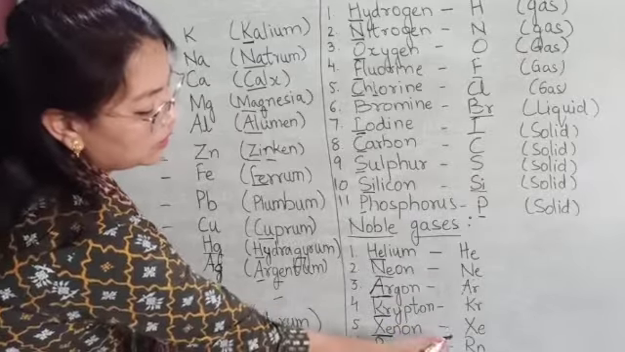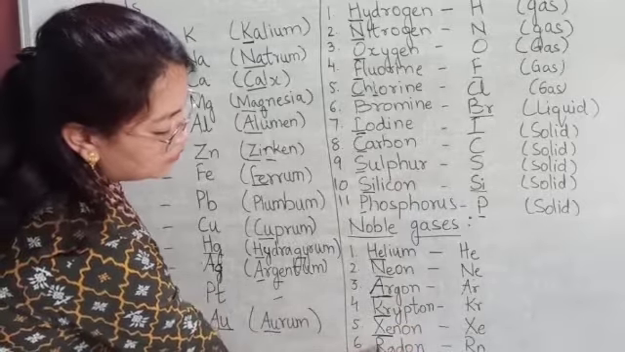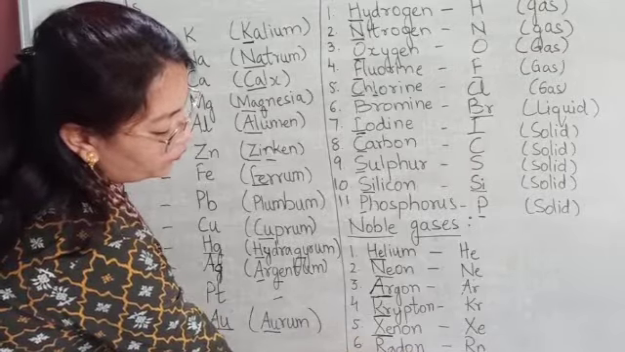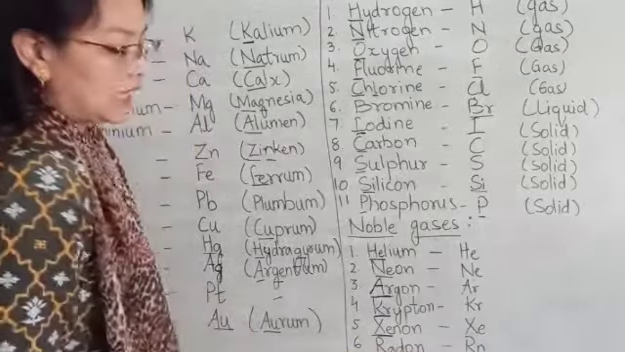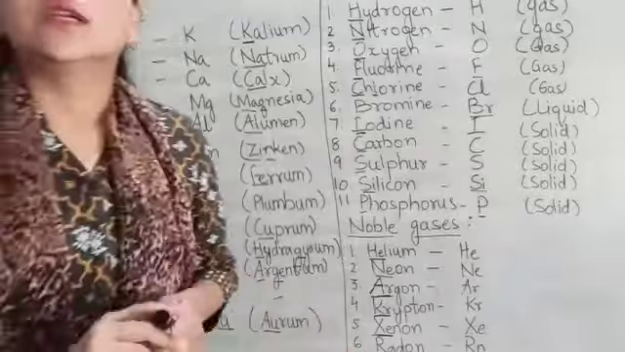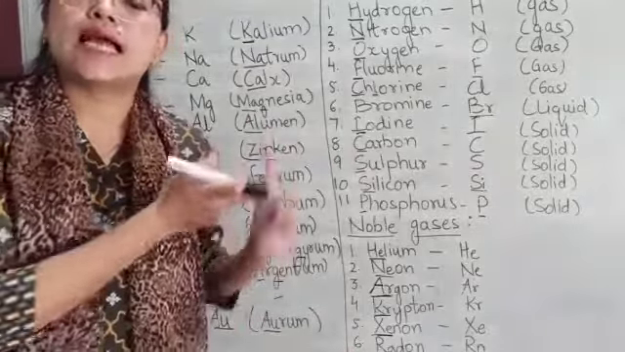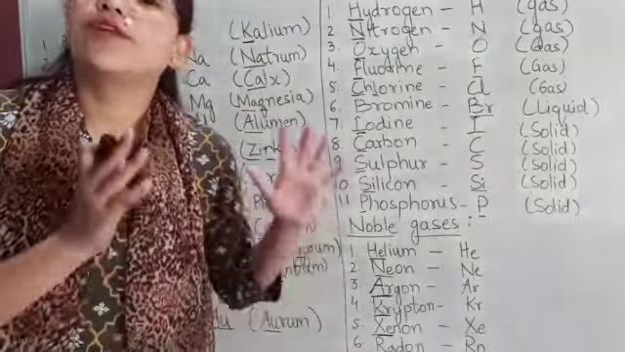And then radon. The symbol is Rn, and it is derived from the first and last letter of the name of the element. Now you have to learn all these elements and their symbols. They are very, very important.